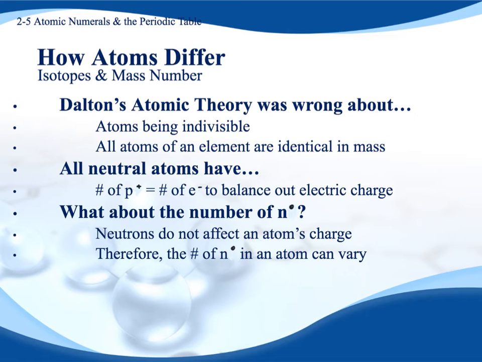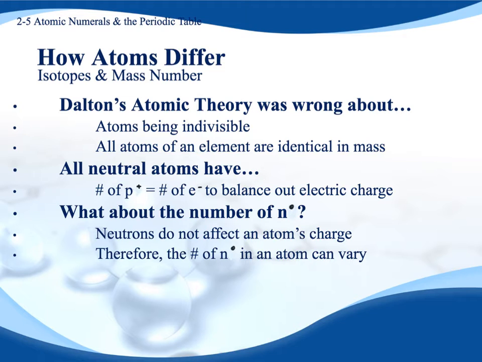Dalton's theory in 1803 was incredibly helpful in pushing forward chemistry as a science, but it was wrong about 2 things. It was wrong that atoms were indivisible. We later figured out you can split atoms. We figured out how to create atomic bombs, hydrogen bombs. But he was also wrong that all atoms of an element are identical in mass. That is not true. Atoms of an element can have different masses.